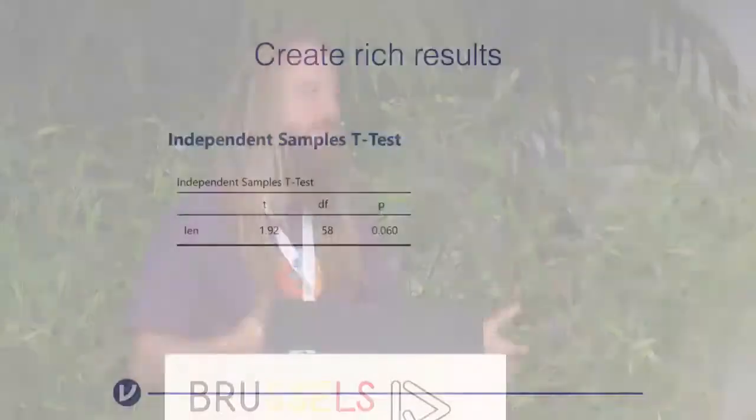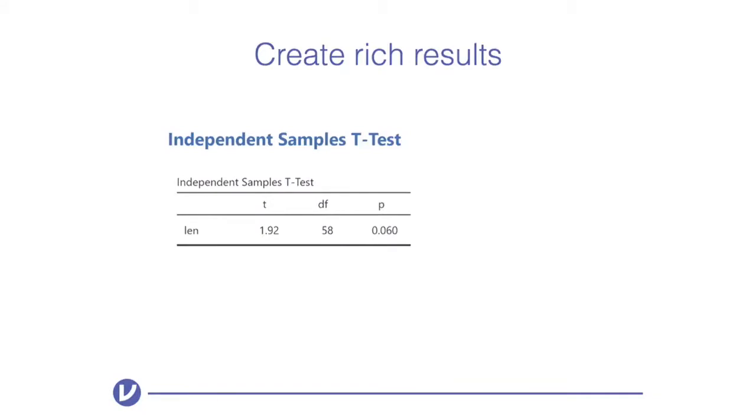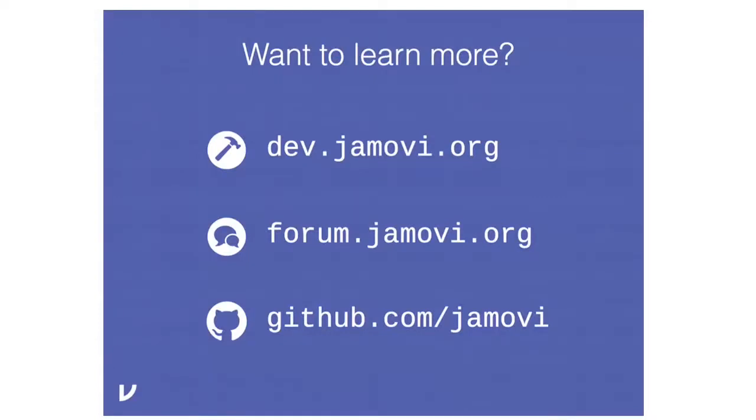Obviously it's possible to do things like rich results as well, but I don't have time to get into that now. But again, if you're interested, the dev.jamovi.org developer hub is a great place to get started. And of course, there's forums if you get stuck, and of course, there's our GitHub page as well.